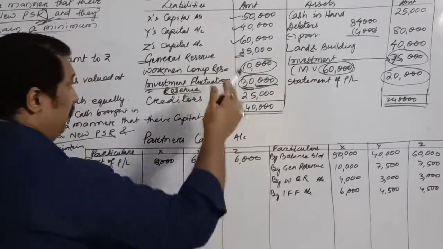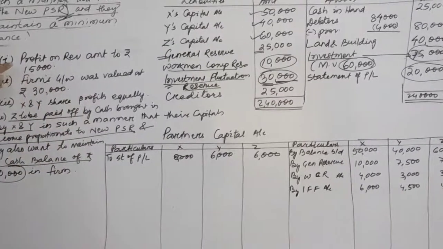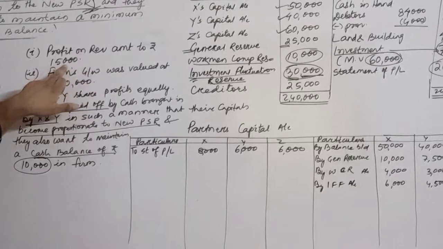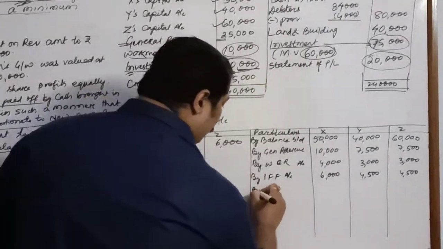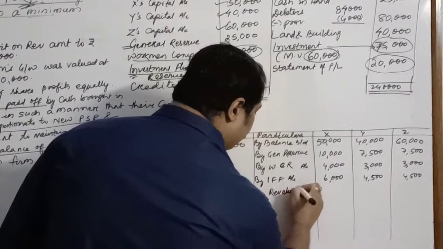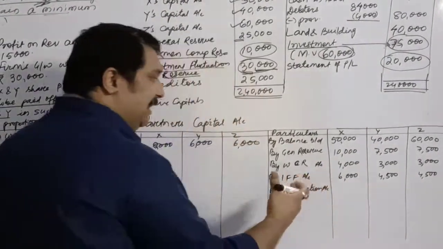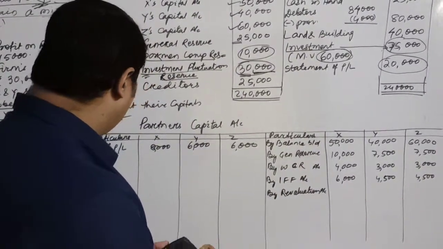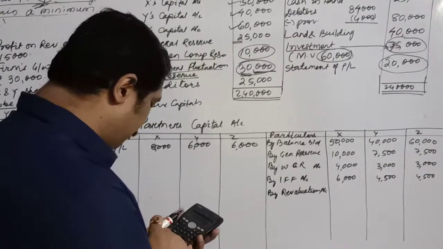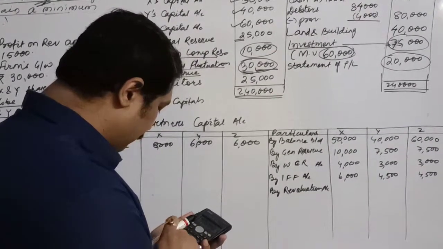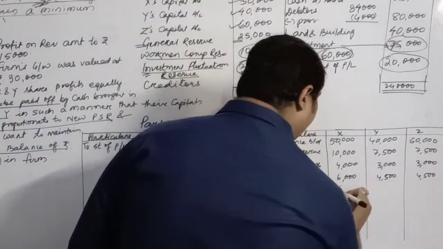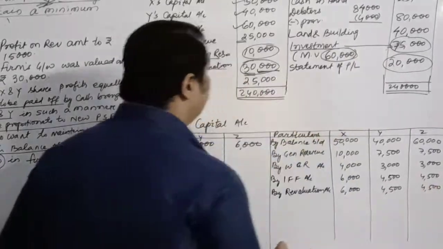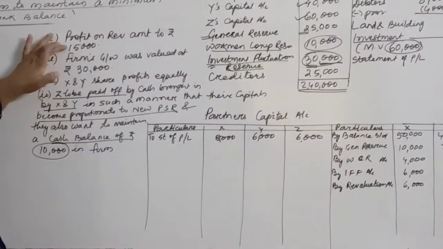After this, all these are over, balance sheet is over. We'll just take the adjustment. The adjustment says that there is a profit on revaluation of 15,000, which we will distribute. So by revaluation account, I'm just taking all these hypothetical values. So 15,000 to be distributed in the ratio 4:3:3. So it will be 15,000 divided by 10 into 4. It is 6,000, 4,500 and 4,500. So that was what with your profit on revaluation.